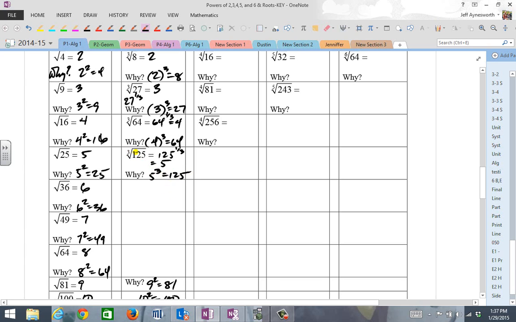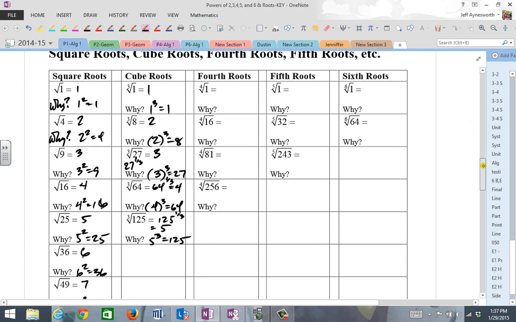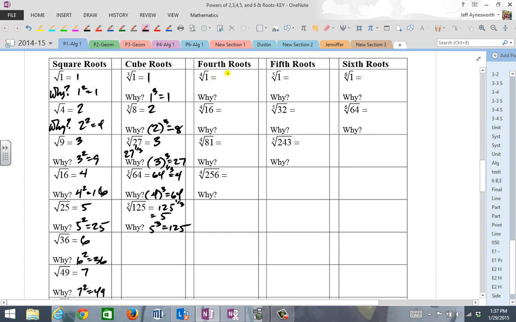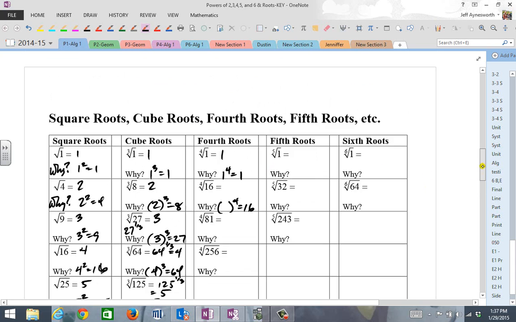Remember that. They're related. Let's talk about the fourth roots. The fourth root of 1 is 1. Why? If you take 1 to the 4th, you get 1. 1 to any power is 1. Because 1 times 1 times 1 times 1 is 1. All right, what's the fourth root of 16? Well, what number raised to the 4th power gives you 16? Well, let's see. Let's look back up top. Let me see.